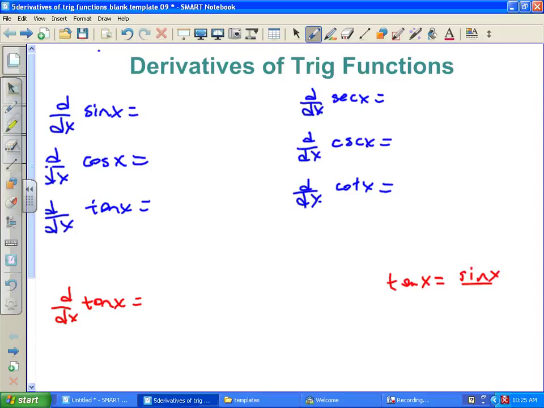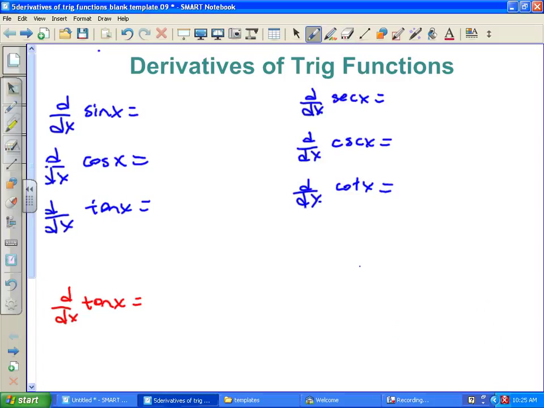Exactly, sine over cosine. For example, your cosecant function. How can you write that? You can write it as 1 over sine. So go over these basic relationships between the 6 trig functions. And also there are very important identities I want to remind everybody about. These identities are going to keep coming up.